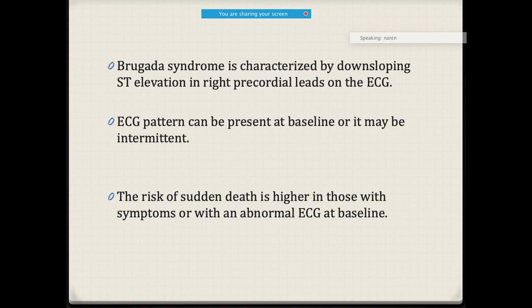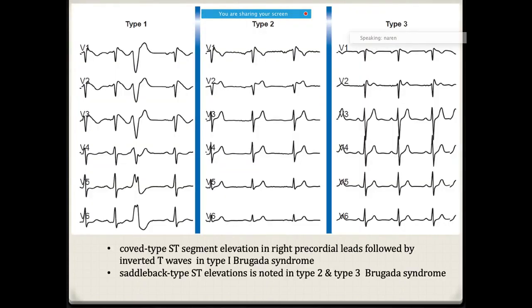In fact, you do notice downsloping ST elevation, especially in the right precordial leads on the ECG. The ECG pattern can be present at baseline or even intermittently. There are three types of Brugada. If you look carefully at the ST elevation, especially in leads V1, V2, V3, you may start appreciating the difference. In type 1, you see what is called the coved type ST segment elevation, in the right-sided precordial leads. And in types 2 and 3, rather than coving, it is more of a saddleback.